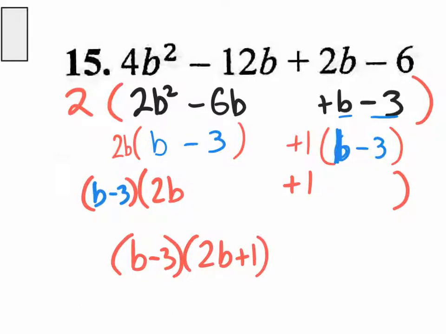But I can't forget about what? That 2 that I originally pulled out. Now remember, that's really the 2 I pulled out from the start. That just becomes 2 times. So I just need to bring it down, and it's with multiplication, so I just need to write it. Nice and easy. This guy comes down right here. And that is my answer.